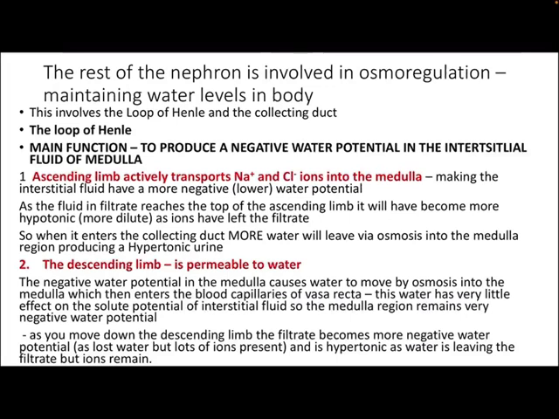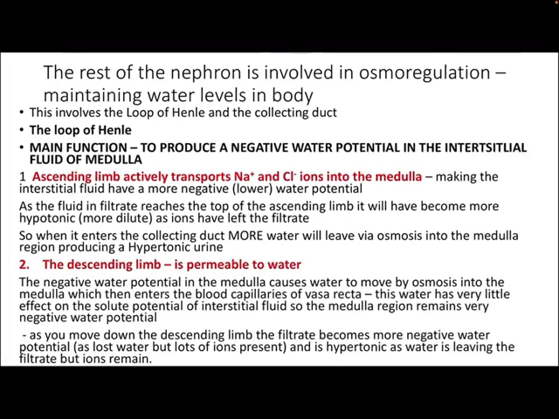The descending limb is permeable to water. So from the proximal convoluted tubule, the filtrate is entering into the descending limb. The negative water potential in the medulla, which has arisen due to the ascending limb transporting those sodium and chloride ions out, causes water to move out of the descending limb by osmosis into the medulla region. It will then enter the blood capillaries of the vasa recta, which is the network of blood capillaries that surround the loop of Henle. This water has very little effect on the solute potential of the interstitial fluid.